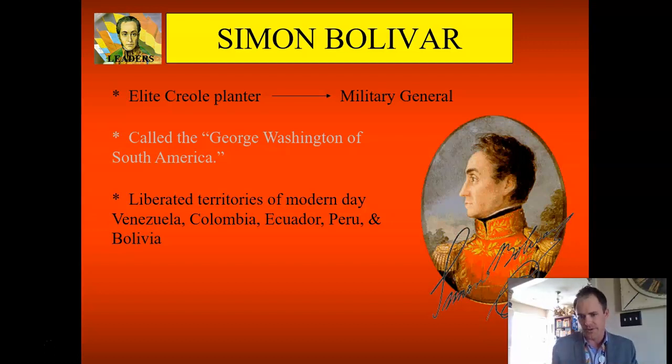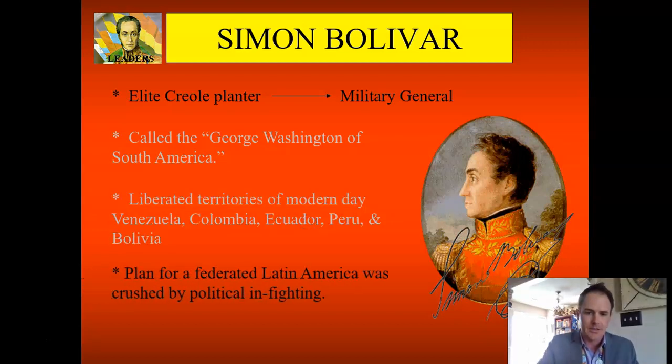And he does it by partnering with the lower classes, right? So he's a Creole, partnering with these lower classes. They're the bulk of his army to overthrow the Peninsulares who are representing Spain's authority. Now, in the aftermath, once territories are liberated, he wanted a federated Latin America, much the way that North America is federated. We have our independent states, but are a part of the federal government under the Constitution.